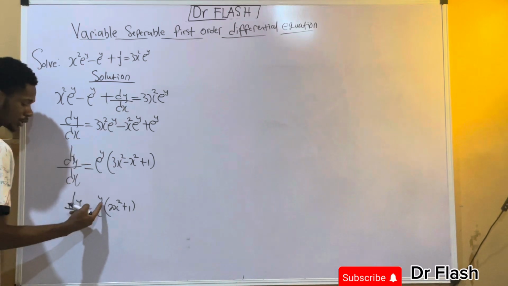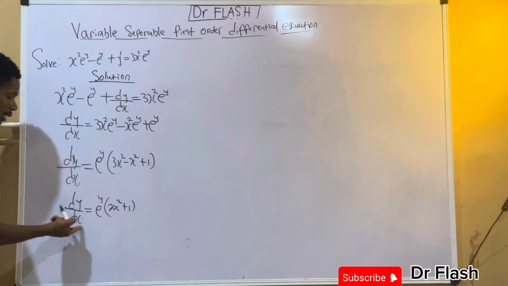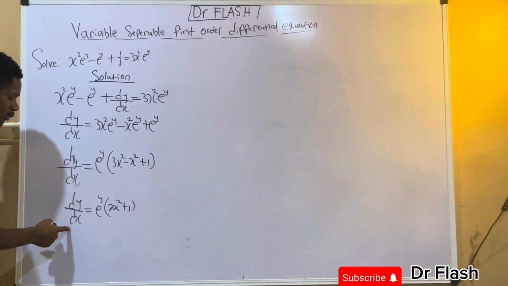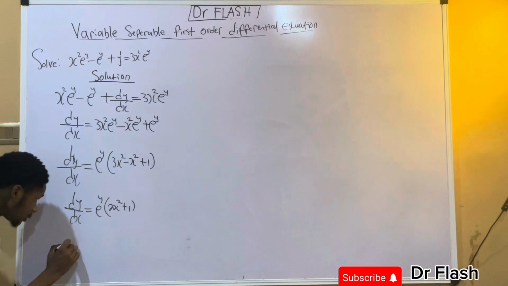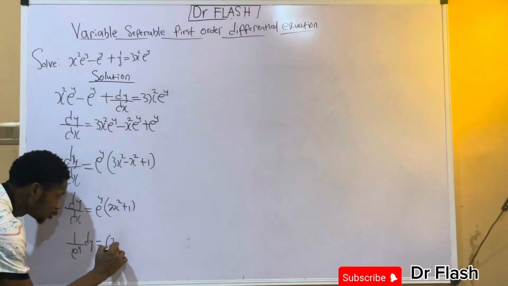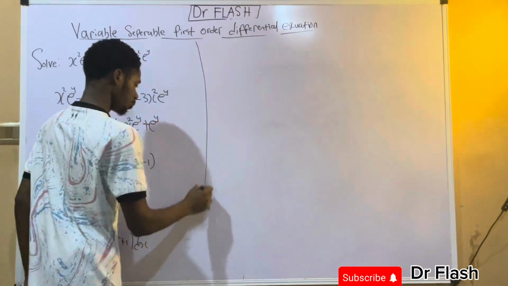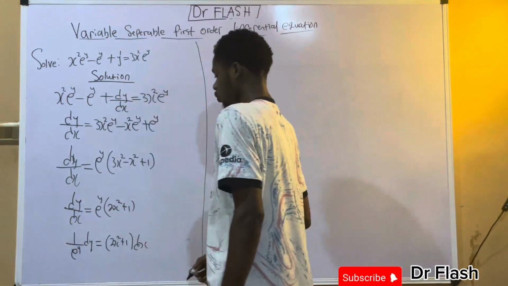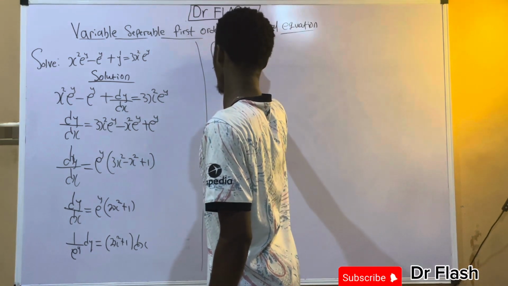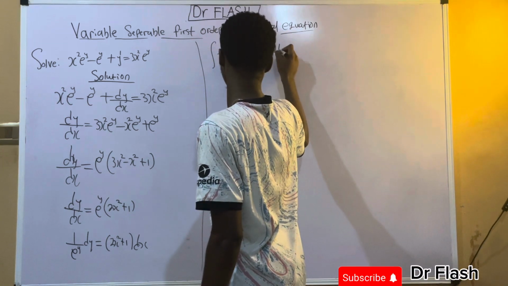We have succeeded in bringing y out of the expression on this right hand side. So we want to take y to one side and take x to the other side. If I divide both sides by exponential y and multiply both sides by dx, I'm going to get 1 over exponential y dy equals 2x squared plus 1 dx. Now we've separated both sides. Next thing we want to do is take the integral of both sides. So we'll have integral 1 over exponential y dy equals integral 2x squared plus 1 dx.